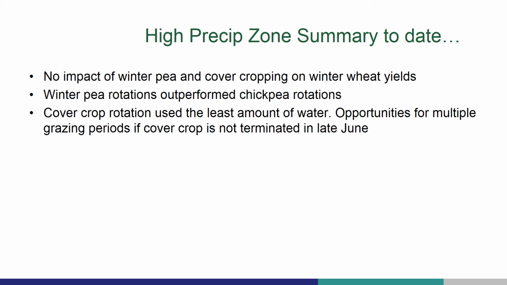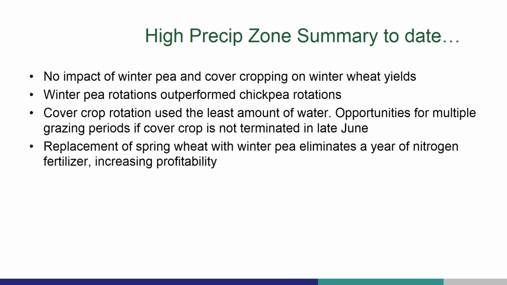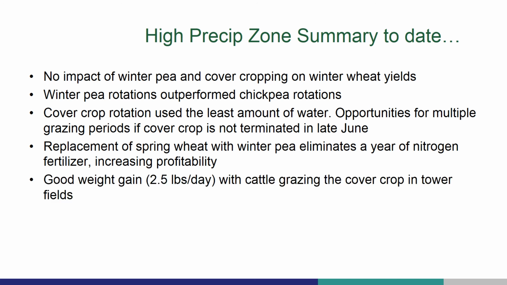there seems to be, since we have plenty of water at Genesee, opportunities for multiple grazing periods. Maybe do it in May and then in August if you can get some more regrowth in these cover crops. So we can use quite a bit of that water with biomass. Replacing that spring wheat with winter pea does eliminate a year of nitrogen fertilizer, increasing profitability, but we did see actually more residual nitrogen in these peas and cover crops, so there is even a benefit in itself. So the total nitrogen use is probably going down. And at Genesee, we actually had documented weight gain, and we gained about 2.5 pounds per day with cattle grazing these cover crops in the tower fields, which is a pretty good weight gain. So this is good quality feed.